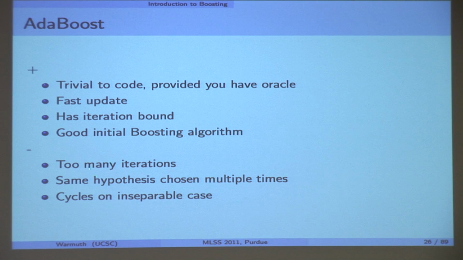AdaBoost has too many iterations. The same hypothesis is going to be picked many times sometimes, right? And maybe you don't want that. And if your weak hypothesis cannot separate the data, then this thing cycles around and it kind of gets into a loop. And there's a certain reason for that. We understand all of that. But it's a good initial thing. So AdaBoost, Freund and Schapire.